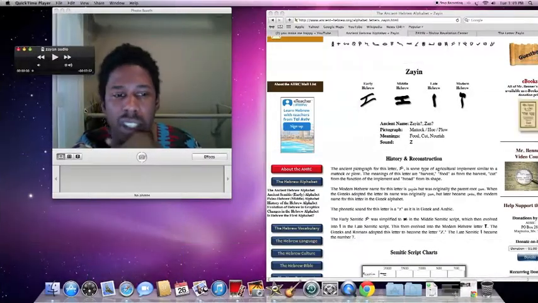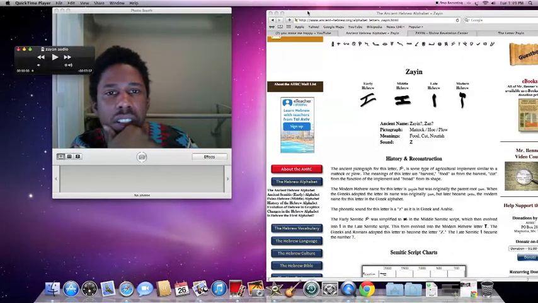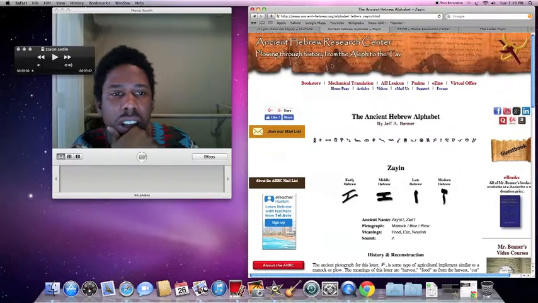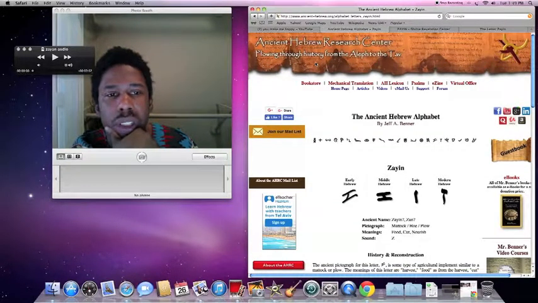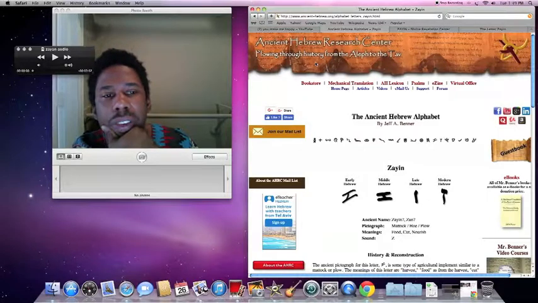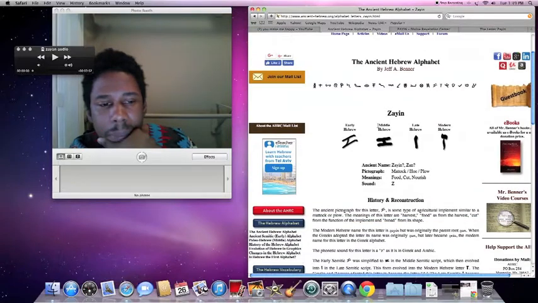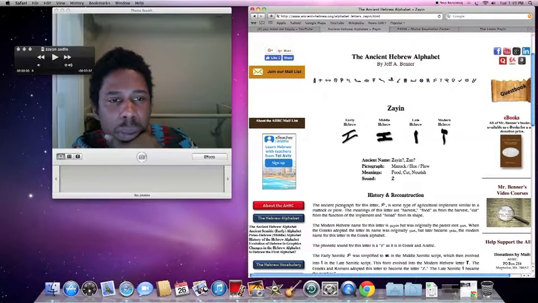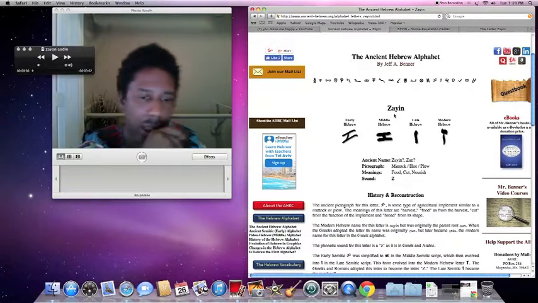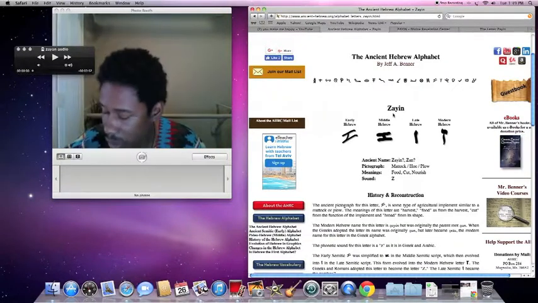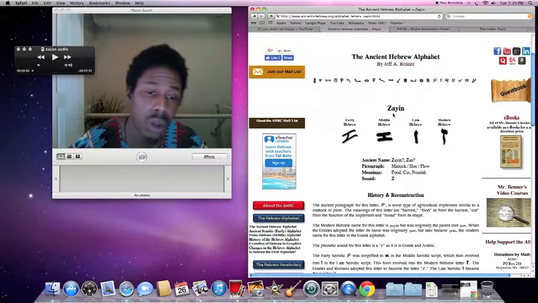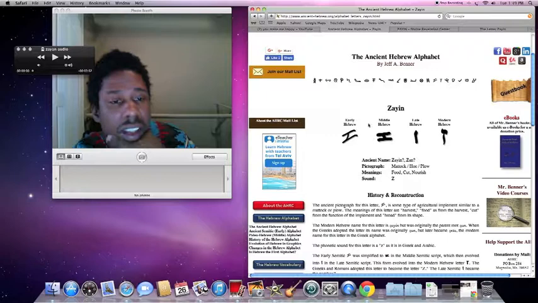Shalom. Once again, as you see here, this page is the Ancient Hebrew Research Center, plowing through history from the Aleph to the Tav, which is a lot. What we have here is the Hebrew alphabet. We can go through all the Hebrew alphabet here. Like I said, you have to know your Paleo in order to connect it with the current. So we're dealing with Zayin today.